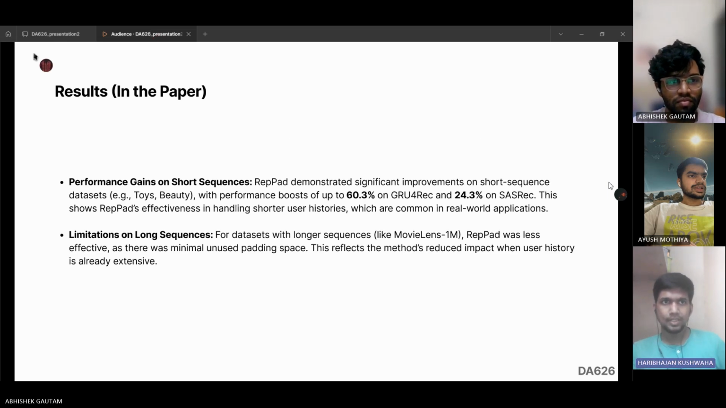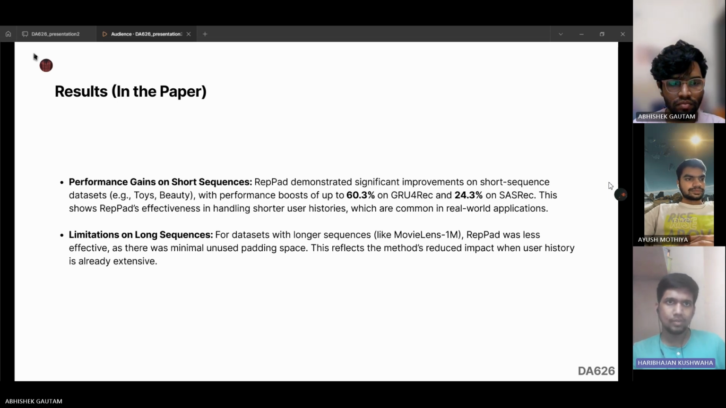Okay, so now let's take a look at the results from the experiments we conducted to evaluate RepPad's effectiveness. RepPad showed a significant improvement on short sequence datasets. For example, on datasets like Toys and Beauty, where users tend to have shorter interaction histories, we saw performance gains of up to 60.3% on the GRU4Rec model and 24.3% on SASRec.